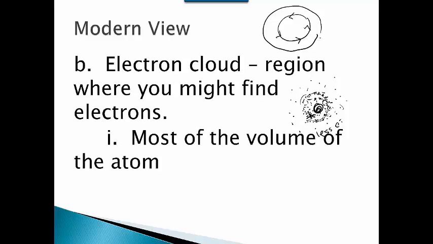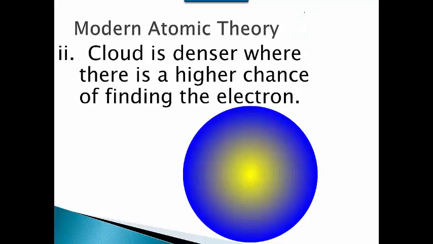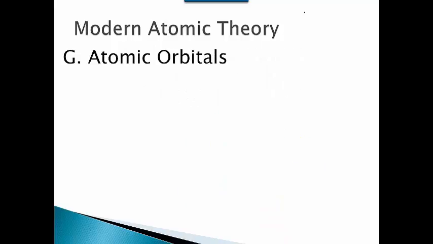Most of the volume of your atom comes from the electron cloud. So the mass comes from the nucleus in the center, but most of the space actually comes from all of this empty space. That's where your volume comes from. The cloud is denser, again, where you have a higher chance of finding an electron, like I showed in the previous picture. We also have some other terms that you might hear pop up.